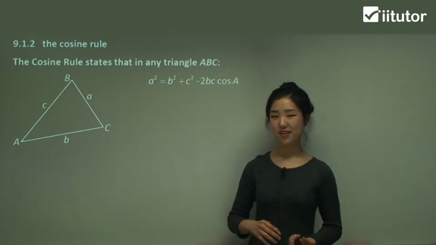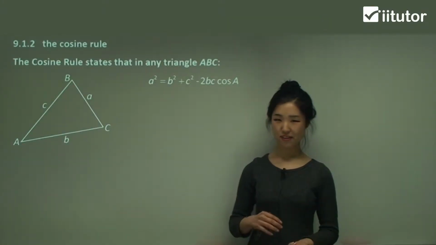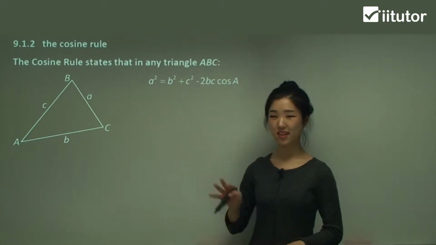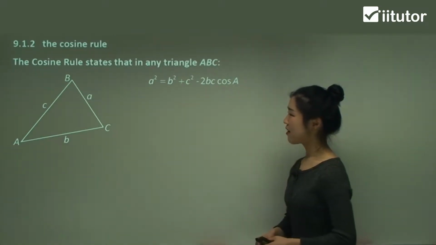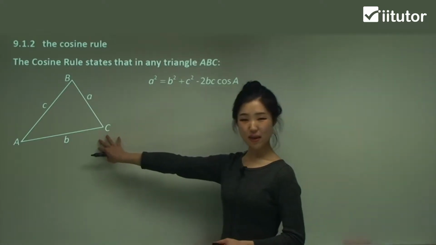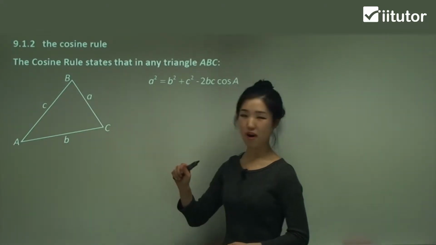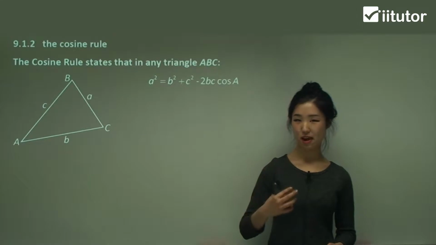Okay, now we're going to be looking at the cosine rule. So we've done the sine rule, now we're on to the cosine rule, and this is the last rule you need to know for this lesson. Okay, so we're almost there. Now, as you can see, we're using the same triangle. We're referring to the same triangle for the cosine rule as we did for the sine rule.